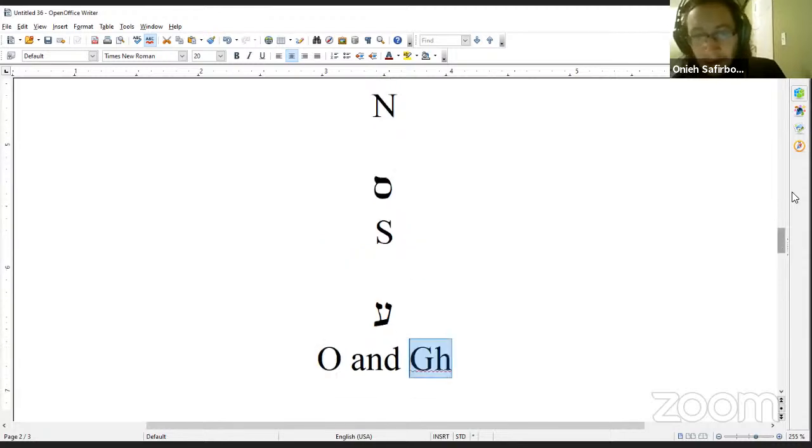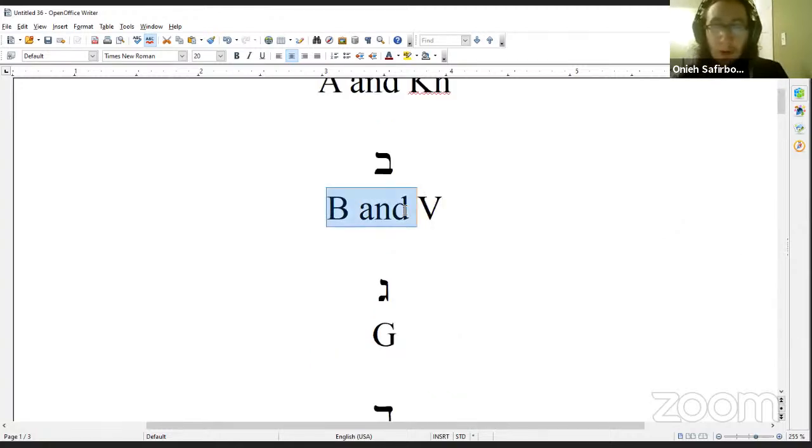Then we go to these double consonant sounds, where we have bet, which corresponds to the letter B in English, and it has both a B sound and a V sound. And the reason it has both those sounds is because B and V are closely related sounds to each other. It's basically different directions of the same mouth movements, but one is in one direction and the other is in the other direction.